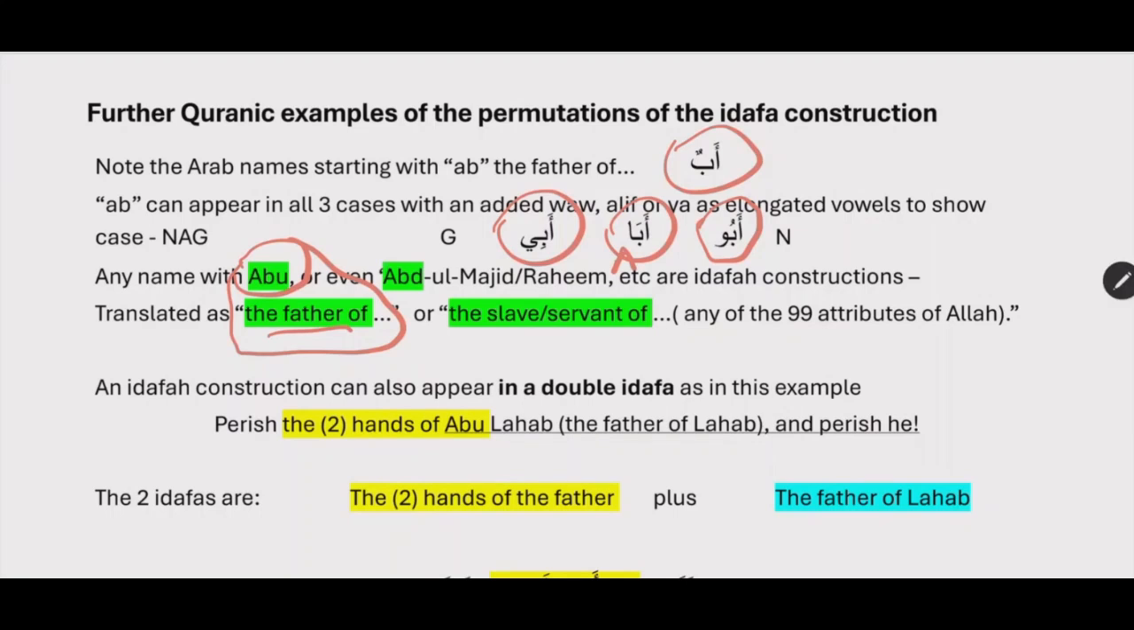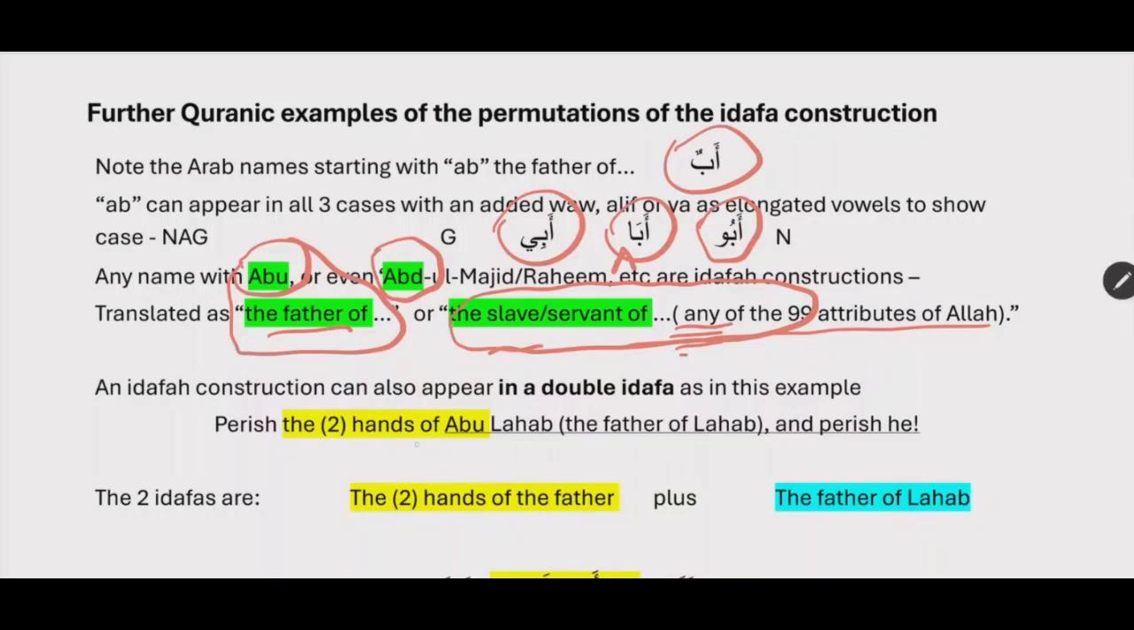The other example is the names starting with Abdul: Abdul Majid, Abdul Rahim, Abdul Ghaffar, Abdul Samad, etc., meaning the slave of, and any of the 99 names of Allah you can have as idafa. So that's the example of the idafa, the servant of any of those: Rahman, Rahim, Wahab, Ghaffar, whatever. Those are also examples of idafa constructions.